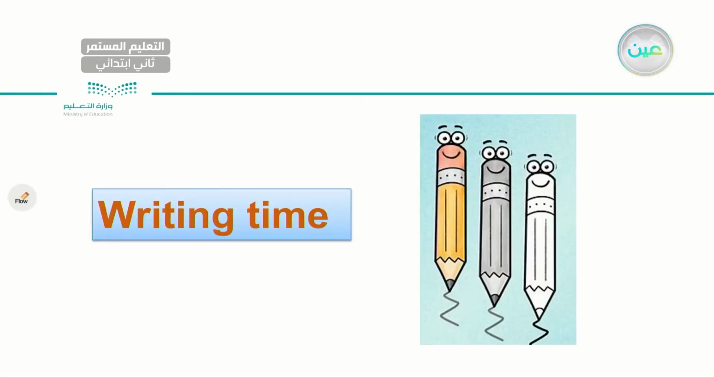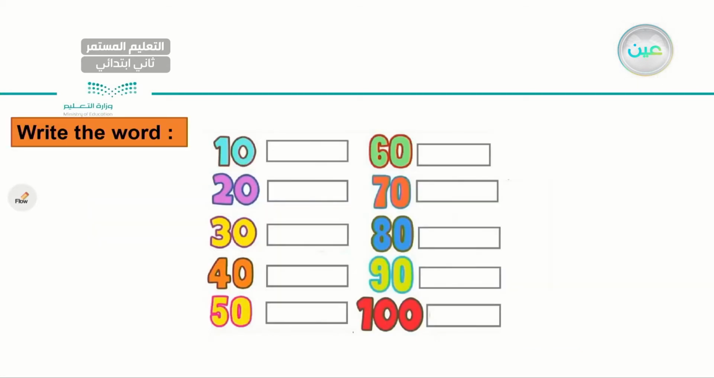Now, as you can see, you know what does this mean? It's writing time. As you can see here, write the word. I have all the numbers here, okay? But they are as numbers. I need to write them as words. Very good. Starting from the first one, I have 10. Very good. I have 10. What do I have next? What do I have next, my dear student?